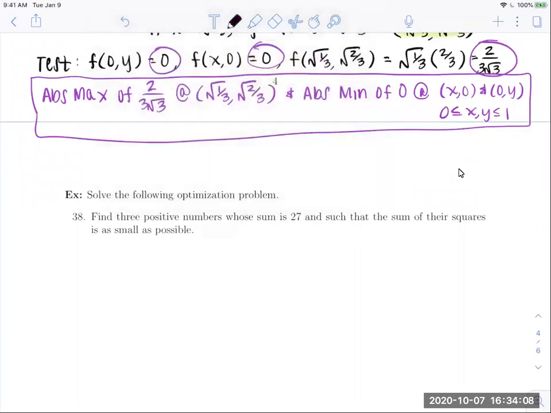This is a word problem, and we want to optimize this. All right, so let's just look at what we have. Find 3 positive numbers whose sum is 27 and such that the sum of their squares is as small as possible. So let's translate this English statement into math first of all. We're working with 3 positive numbers, so give your numbers names. They can be x, y, z, they can be a, b, c, they can be x1, x2, x3, whatever you're comfortable with. I'm going to use x, y, z. So let x, y, z be positive numbers.